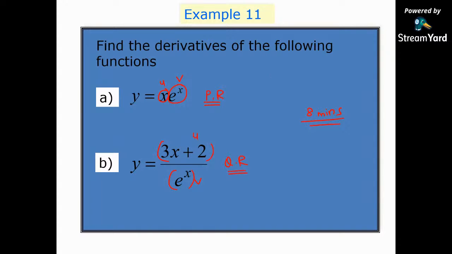Just in case you couldn't remember the formula, the product rule is dy/dx equals uv' plus vu'. The quotient rule, dy/dx equals (vu' minus uv') over v squared. So this is quotient rule. This is product rule.